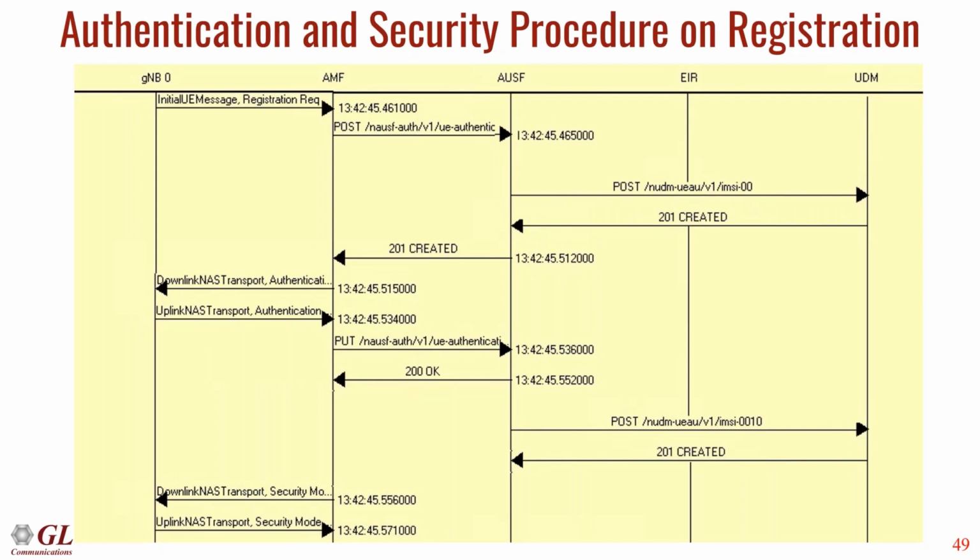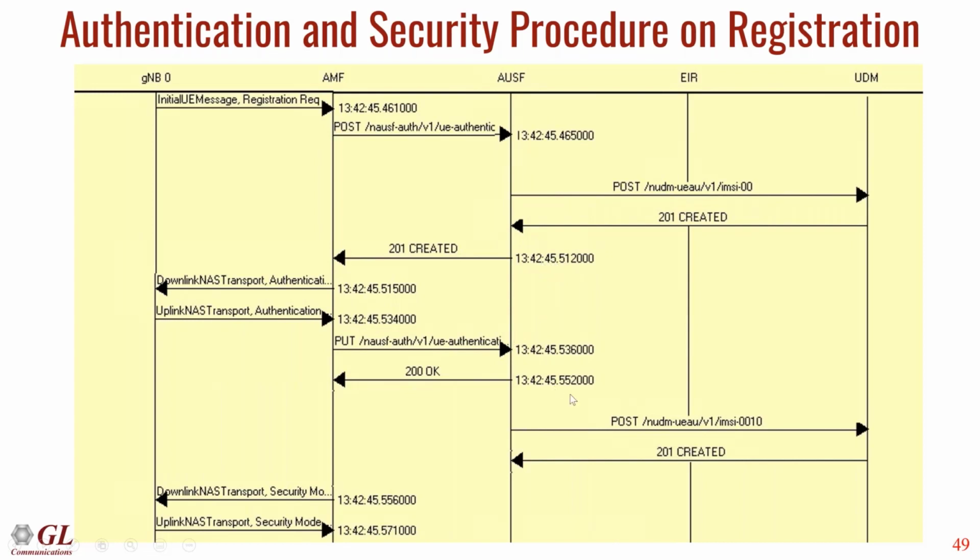Here we are showing the call flow between the gNB and the AMF, and AMF to AUSF, EIR, UDM, and SMSF. Whenever the UE requests registration, AMF contacts AUSF for authentication. Then AUSF contacts UDM to get the UE information and the authentication vectors. It then calculates the authentication parameters and sends them to the AMF, which sends them to the UE. When the UE responds with the authentication response, it is forwarded to AUSF, which will confirm and notify the UDM.